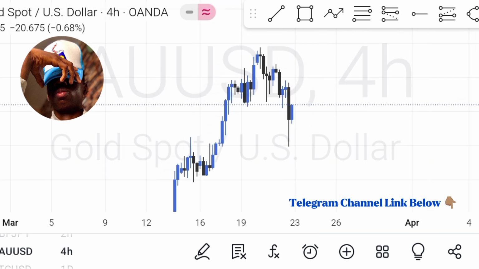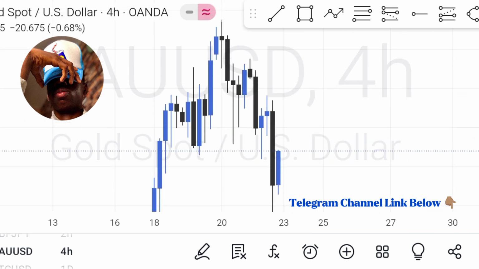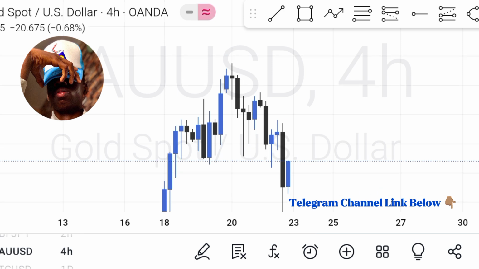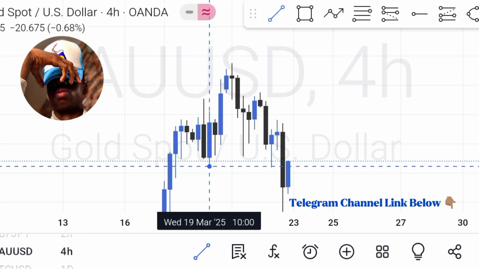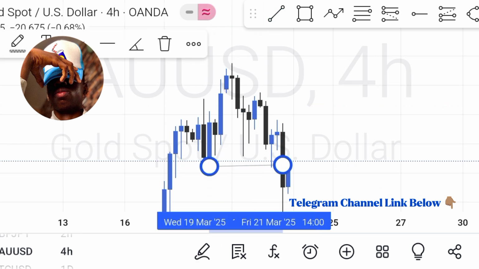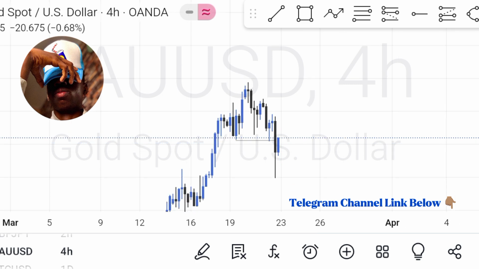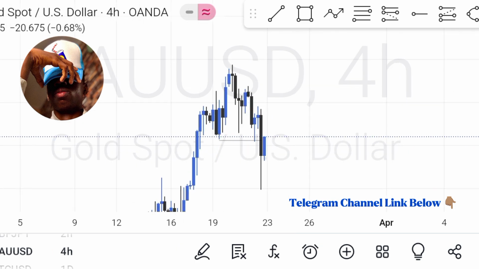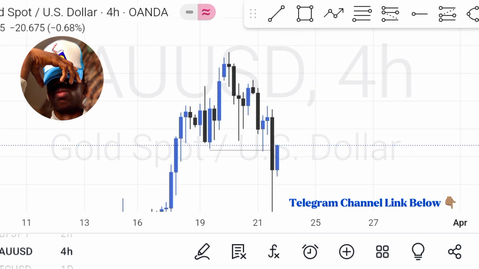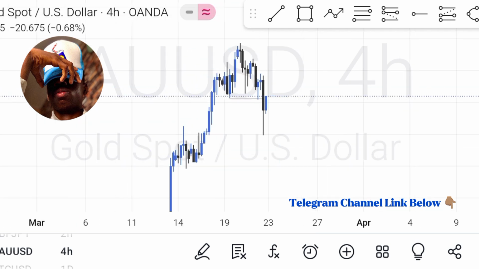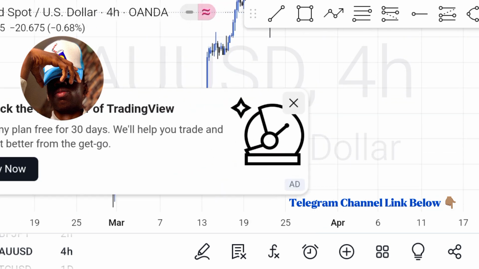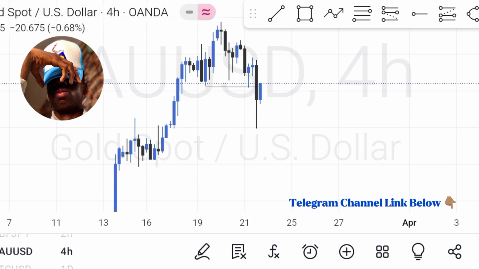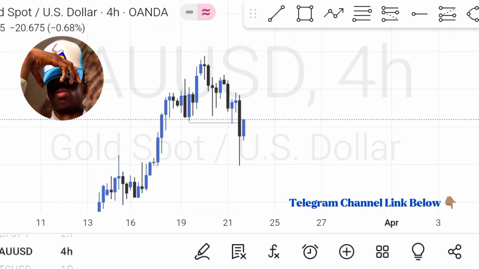Previously I predicted that this was going to change character, but they didn't believe me. But here it is. We have officially changed the character on XAU USD. How did I know that? Notice it, there's a law in Forex. Yes, there's a law in Forex. If you don't understand this law, you can never be profitable.